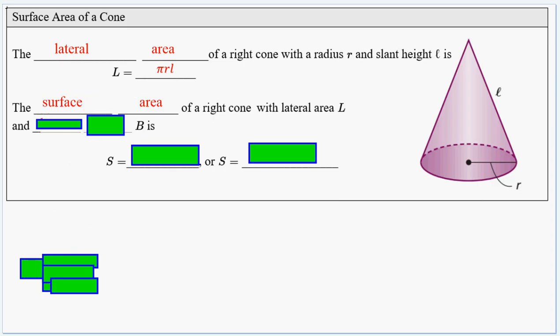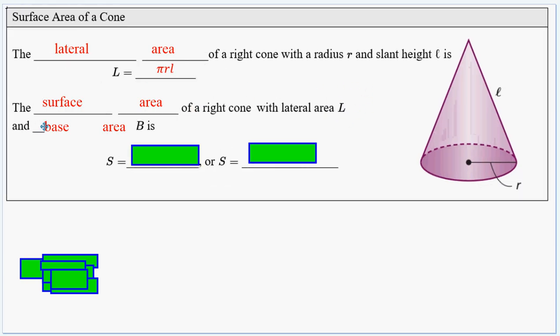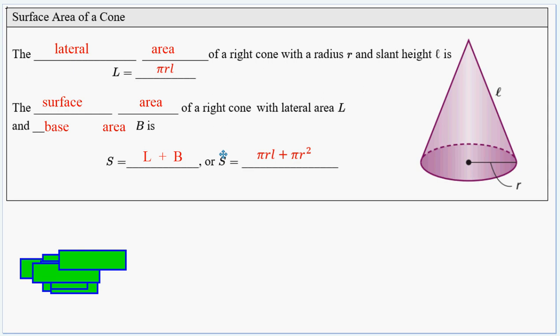The surface area of a right cone with lateral area L and base area B. Here they just turned all of the lateral area into L, all of the base area into B. So the surface area of the cone would just be L plus B. Or we could take out the L and replace it with pi RL, and take out the B and replace it with pi R squared.